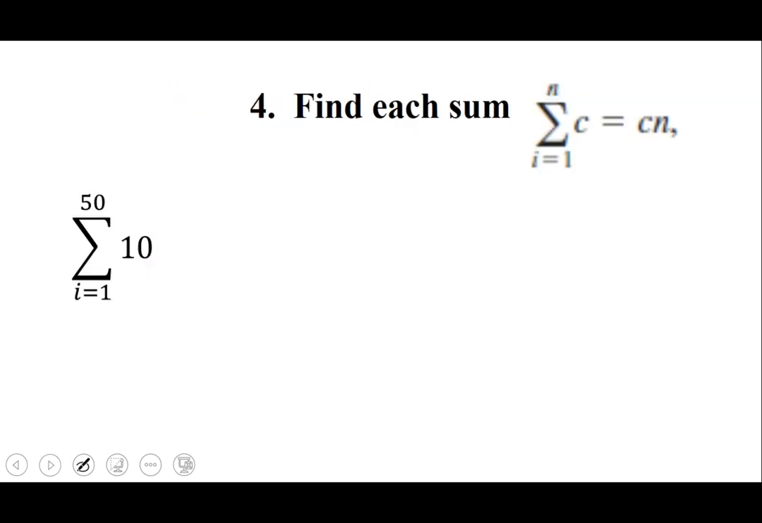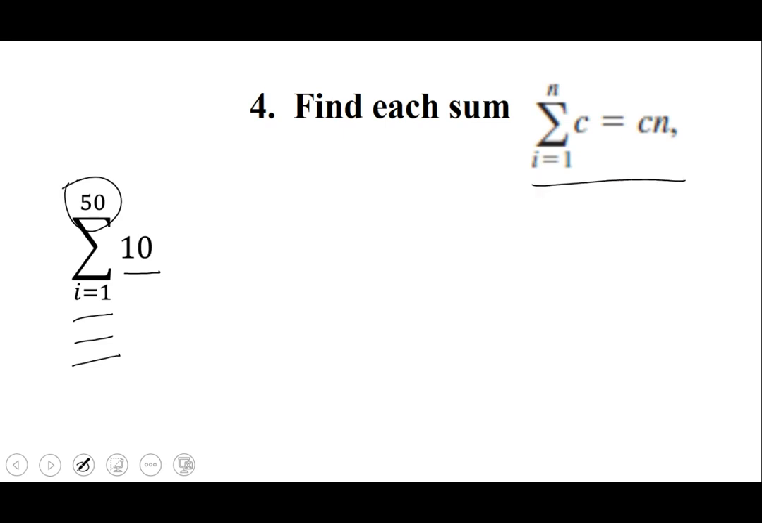So here, take for example, the sum from 1 to 50 of 10. There's no variable in this function, which means that the first term is 10. The second term is 10. The third term is 10. You could list them all out and you would have 50 copies of 10. Obviously, that's a little silly to list out 50 different values.